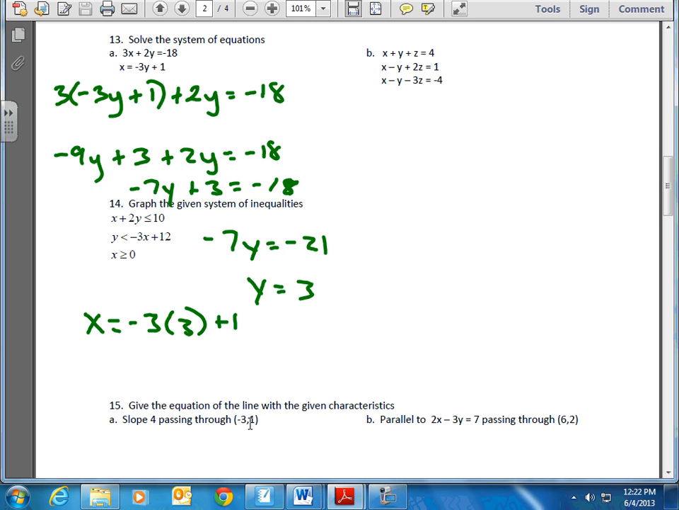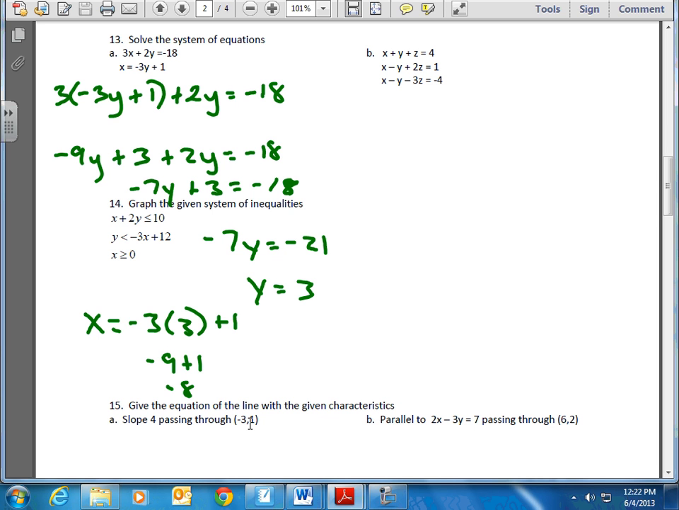So negative 3 times 3 is a negative 9. Combine like terms, and x is a negative 8. So when x is a negative 8 and when y is 3, both the first equation and the second equation are true. And that is the goal of solving the system.